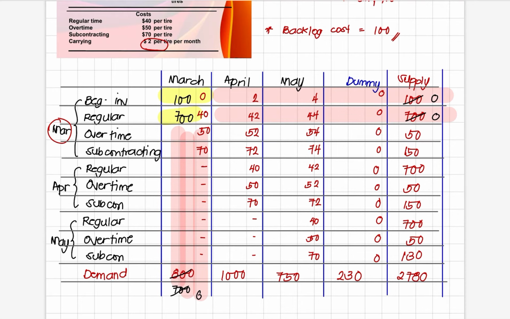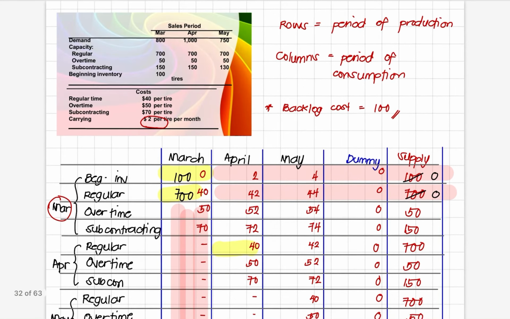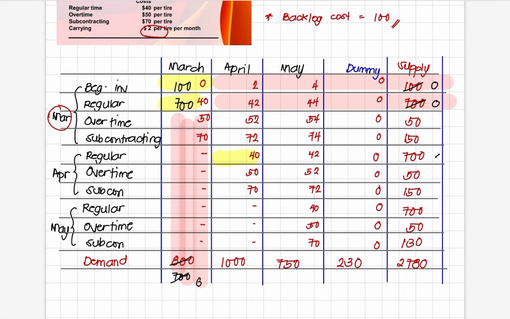Okay? So, next. Sino or aling cell ang pinakamaliit? So, we can see na itong 40 yung unang cell na maliit yung value. So, again, 700 and 1,000. Siyempre, pwede kong makonsume yung buong 700 and ima-minus ko lang siya sa 1,000 kaya siya magiging 300. So, this is 700.